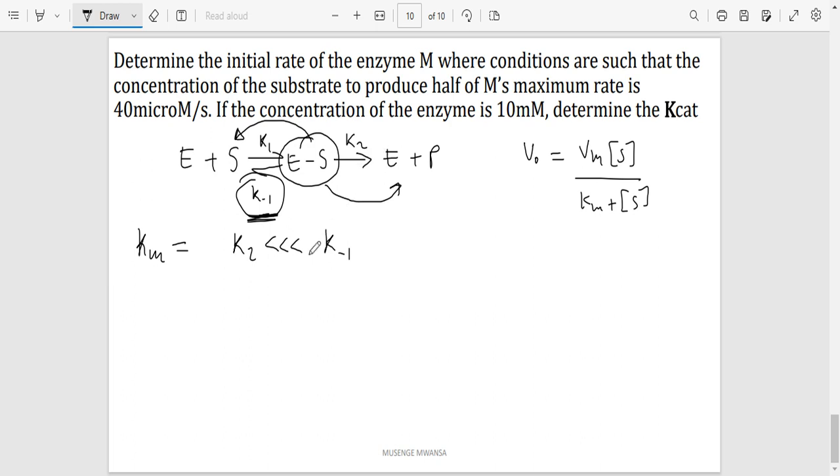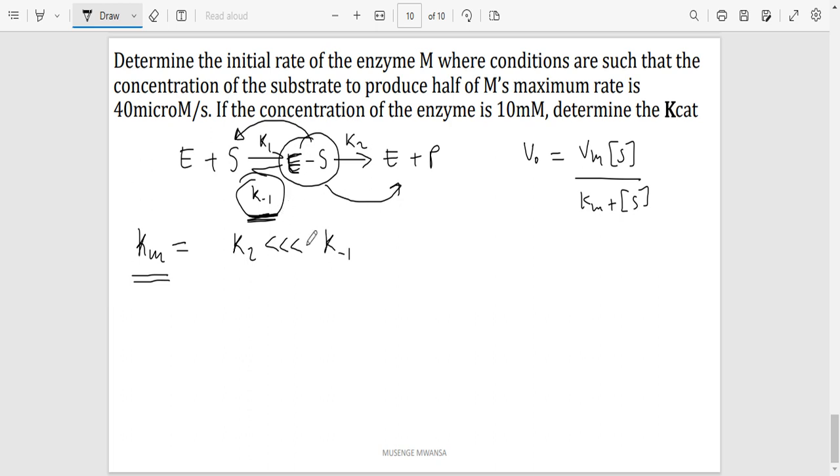Now, what does it mean if we have got a high Km? If we have got a high Km, it means that the enzyme and the substrate are weakly bound to each other. But if we have got a smaller Km, it means that the enzyme and the substrate are strongly held to each other.